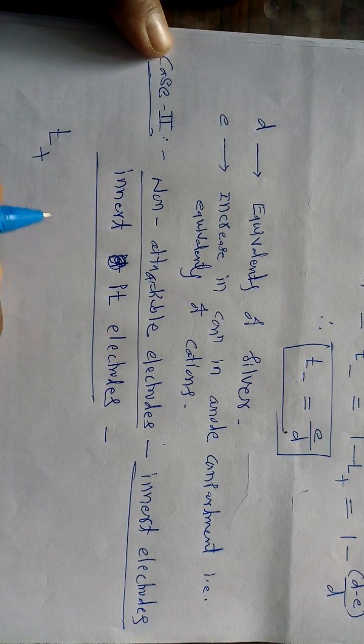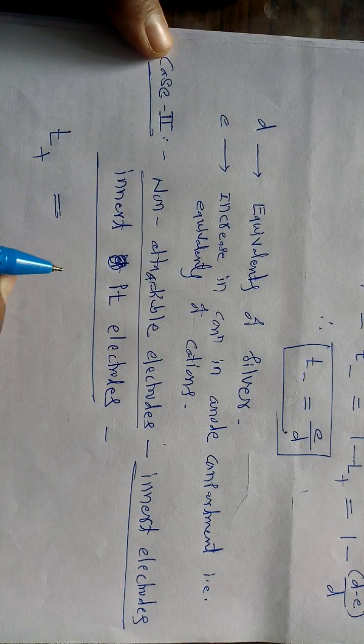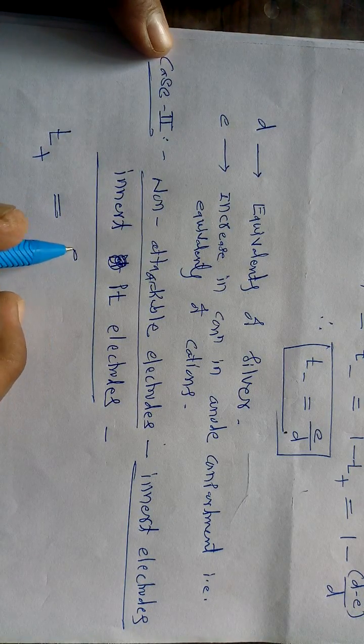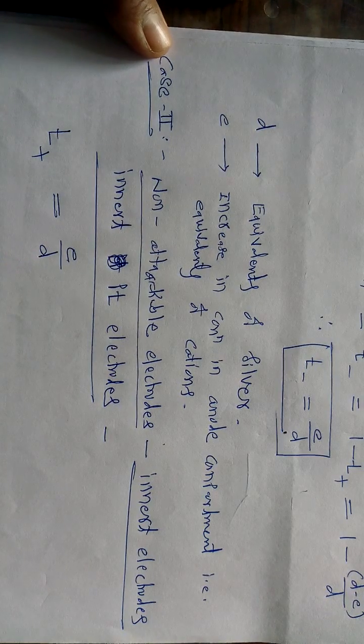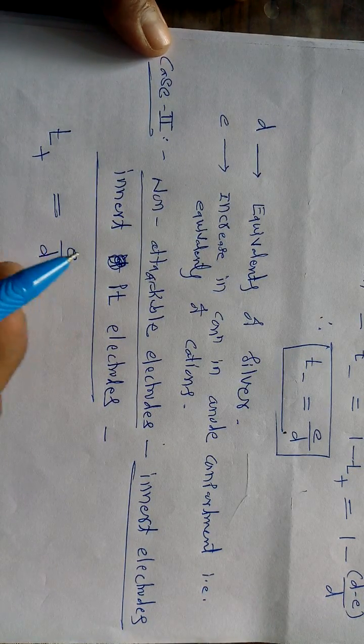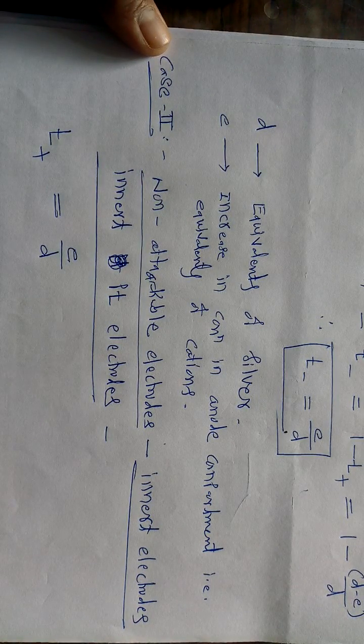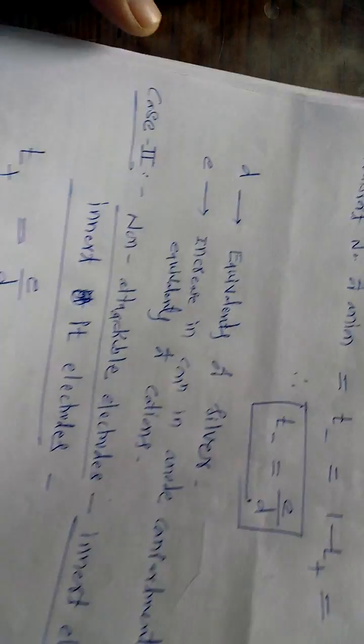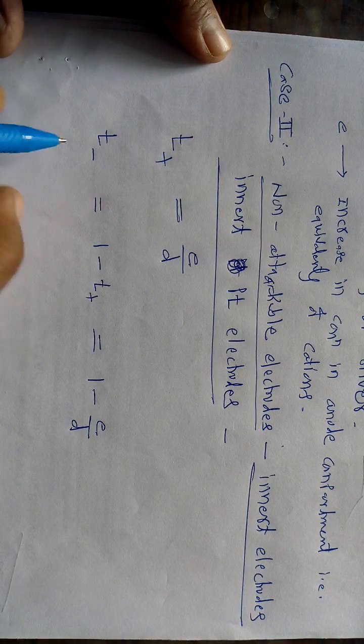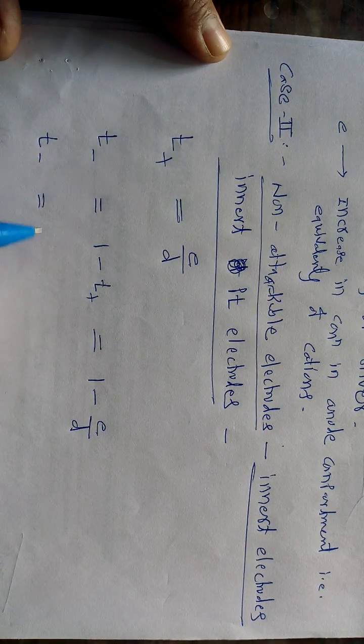The transport number of cations, T plus, is equal to E divided by D. Again we take E and D the same as in the previous case. In the second case, T minus, the transport number of anions, is equal to 1 minus the transport number of cations, which is 1 minus E divided by D.